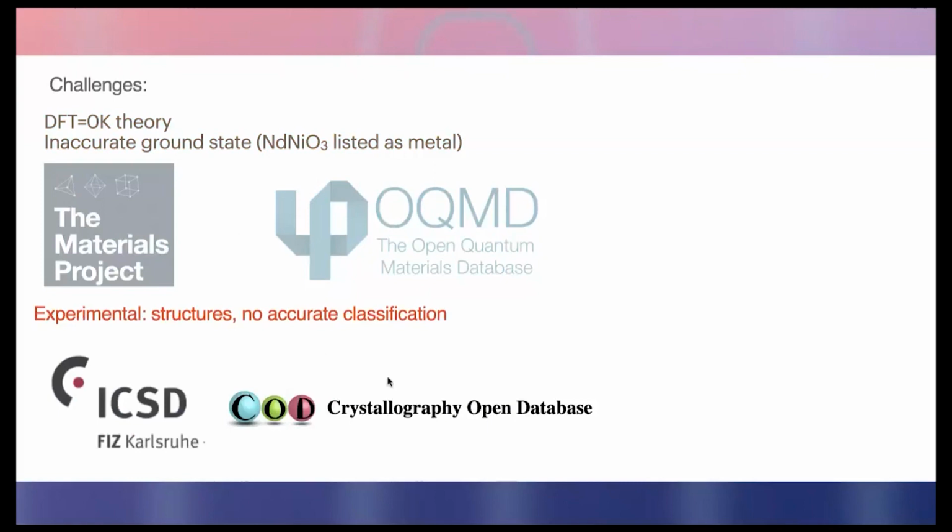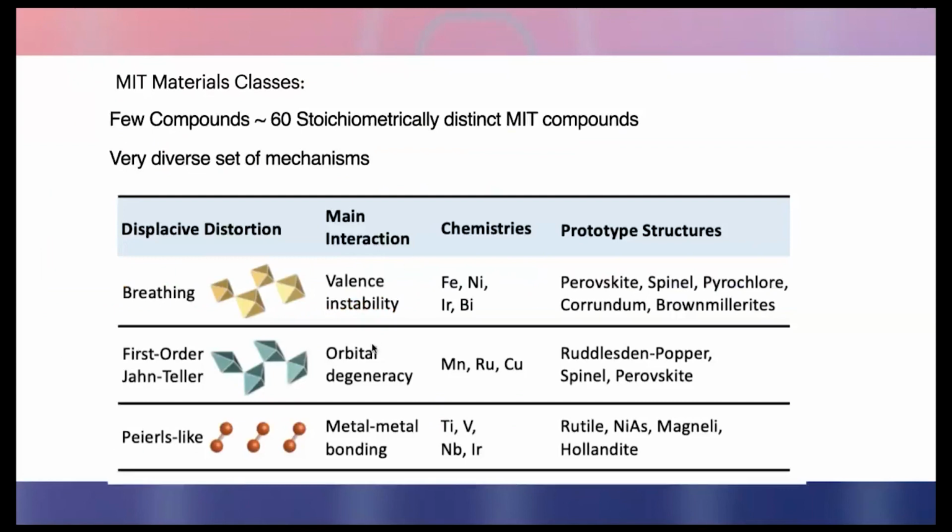Then we can look at experimental databases. These are also useful, but they don't often have the classification we want. For example, nobody will label something as an MIT in the ICSD or the Crystallography Open Database. They'll maybe say semi-metal or something like this. Another difficulty, which is not unique to MIT materials, is that you have relatively few compounds.